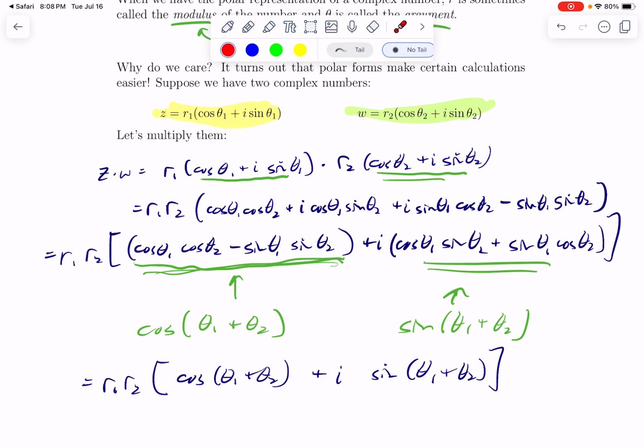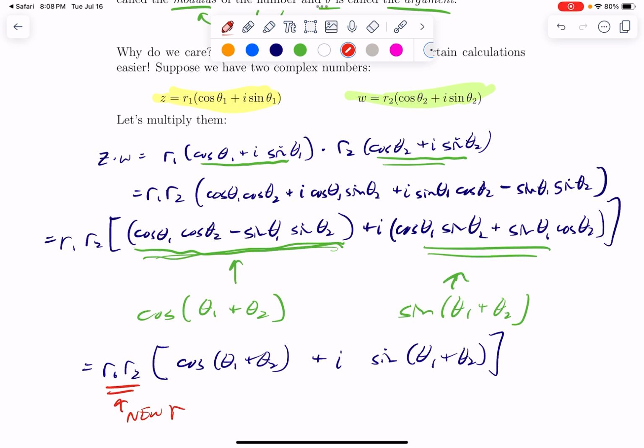So I took my two complex numbers in polar form, and I multiplied them together to get my answer in polar form. And let's look at how nice this pattern is. Here is our new r. Well, how did we find our new r? Just by multiplying together the r's we started with. What's r for the first number? What's r for the second number? We multiply them together, and that gives us r for their product. What about our new theta? Our new theta is what we get if we add these together.